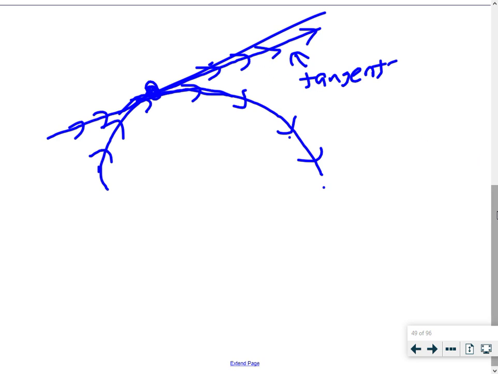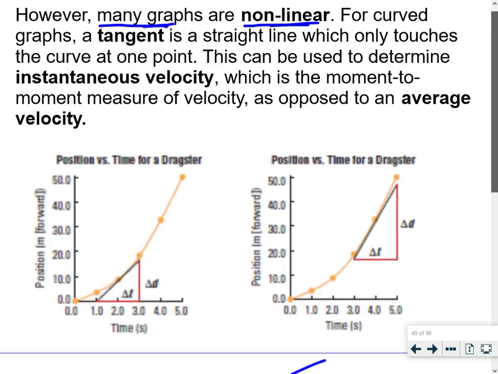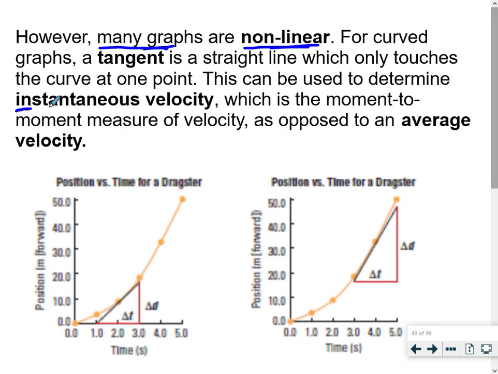So here's why that matters. Right here, see how there's this curved line right here? I don't possess the ability to make a triangle out of the curved line. But what I can do is draw just a little triangle based on a tangent, and the tangent just barely grazes the edges right here, and then I can calculate a slope. But we use different terminology. We call the slope right there the instantaneous velocity.